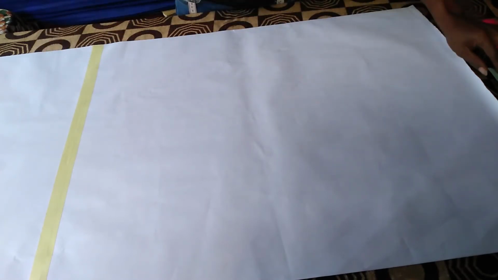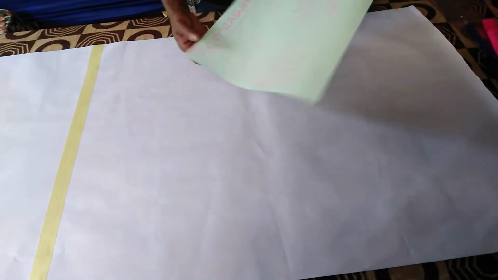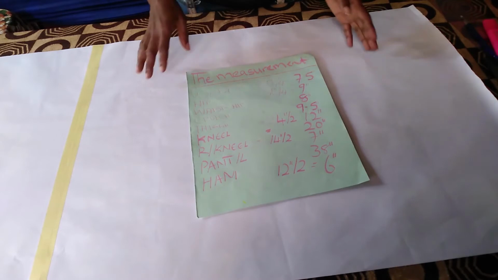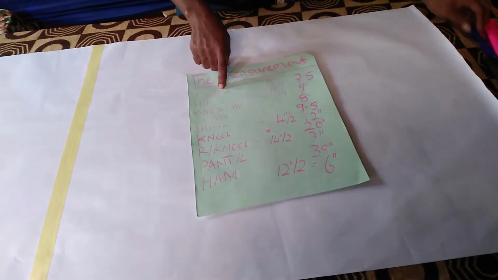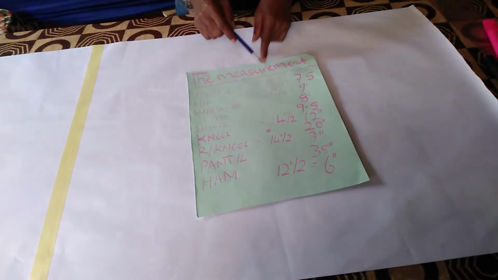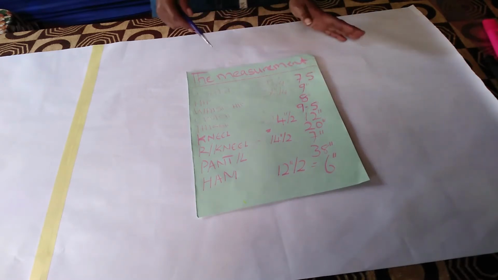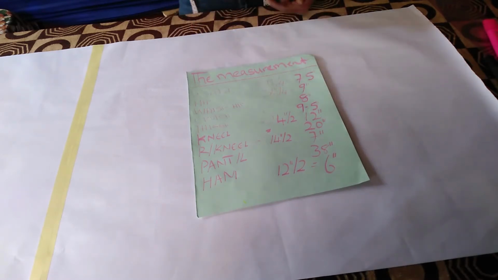But before we start, I'm going to show you the measurements we are going to use for our palazzo pant. Now, the waist measurement is 30 inches, divided by 4 will give us 7.5 inches. The hip measurement, that's the round hip measurement, is 36 inches, divided by 4 will give us 9 inches. Then the waist to hip measurement is 8 inches.